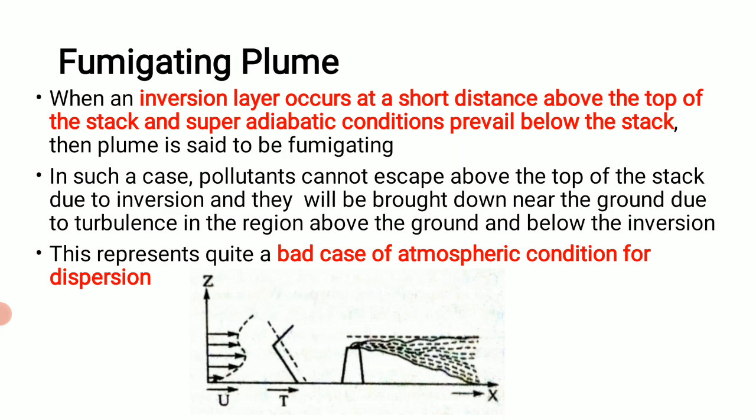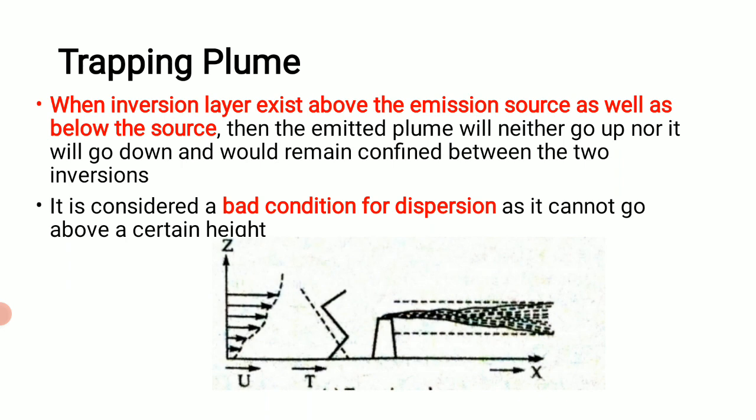So when an inversion layer occurs at a short distance above the top of the stack and superadiabatic conditions prevail below the stack, the plume is said to be fumigating, and here the pollutants will not escape above the top of the stack due to inversion, and they will be brought down near the ground due to the turbulence in the region above the ground and below the inversion. So it is considered to be a bad case.